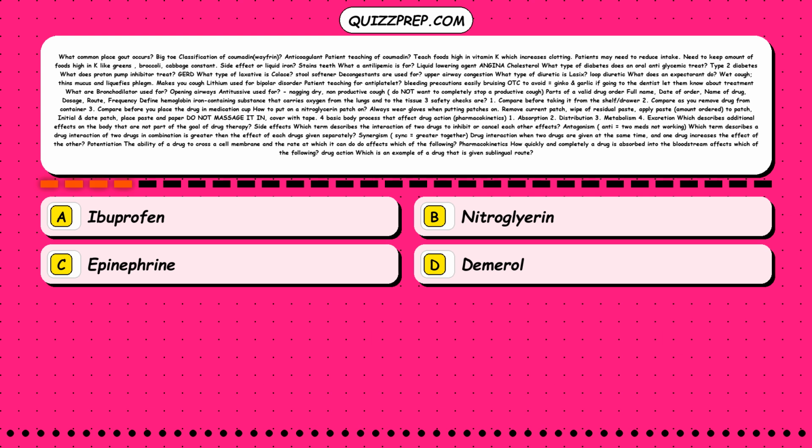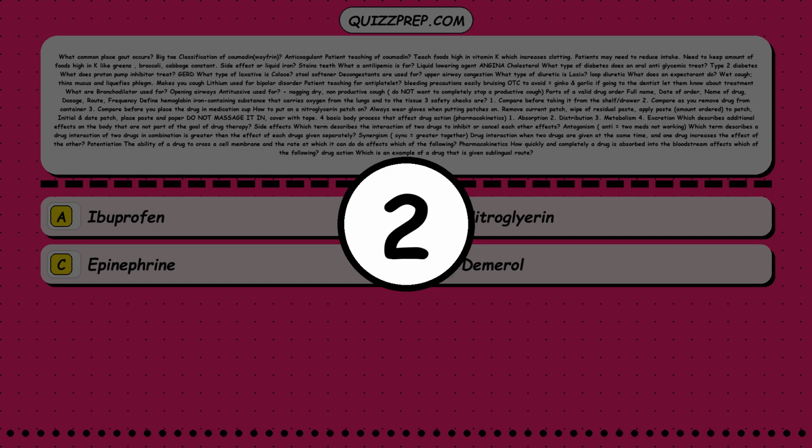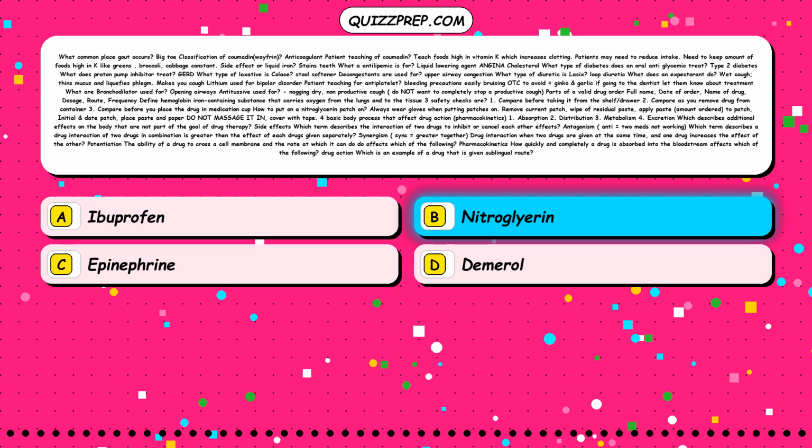Potentiation. The ability of a drug to cross a cell membrane and the rate at which it can do so, which of the following? Pharmacokinetics. How quickly and completely a drug is absorbed into the bloodstream, which of the following? Drug action. Which is an example of a drug given by sublingual route? Option A, ibuprofen. Option B, nitroglycerin. Option C, epinephrine. Option D, Demerol. The correct answer is option B, nitroglycerin.